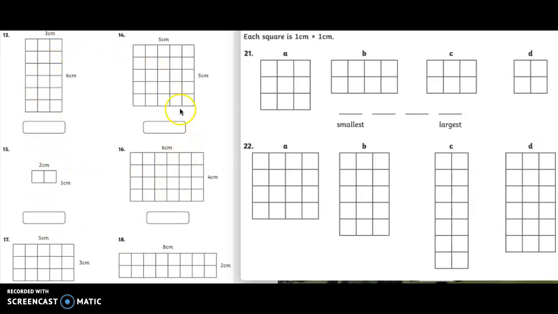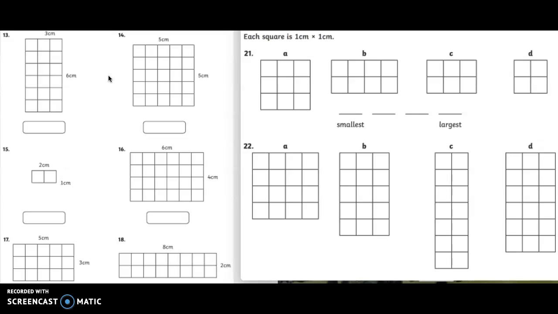Okay? Now, you're going to be calculating area using multiplication. So we do that by using our formula. Area equals length multiplied by width. Area equals length multiplied by width. So write that down anytime you're doing calculations with area so you don't forget.